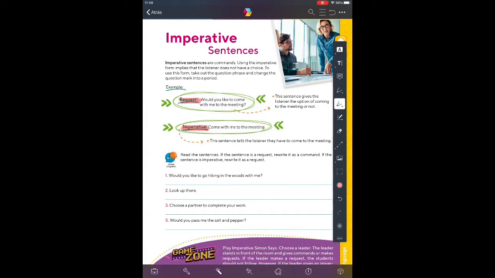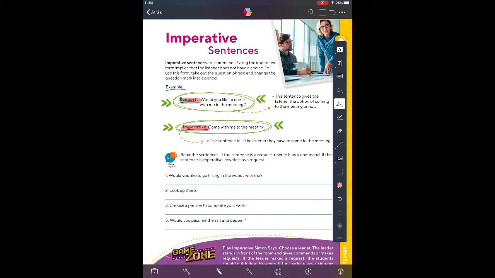Okay? Read the sentences. If the sentence is a request, rewrite it as a command. Okay? If the sentence is imperative, rewrite it as a request. Okay, so you're going to do the opposite. If you see a request, you're going to write it as an imperative sentence. And if you see an imperative sentence, you're going to write it as a request. So you're going to do the opposite.